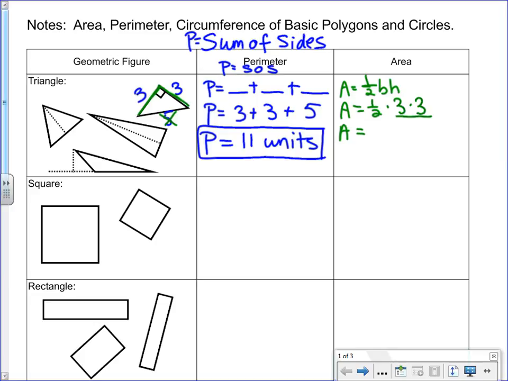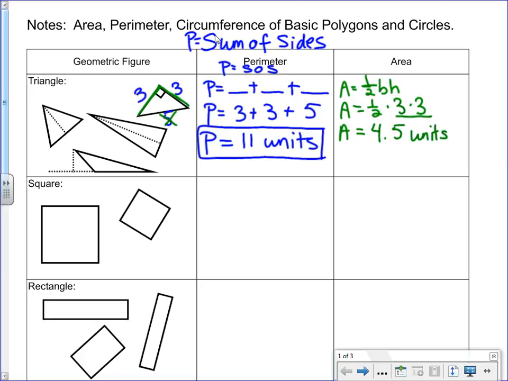And since 3 is an odd number and not easy to cut in half, I'm going to go ahead and multiply it first. So 3 times 3 is 9. And then I'm going to say in my head half of 9 is 4.5. So this is 4.5, again, units.